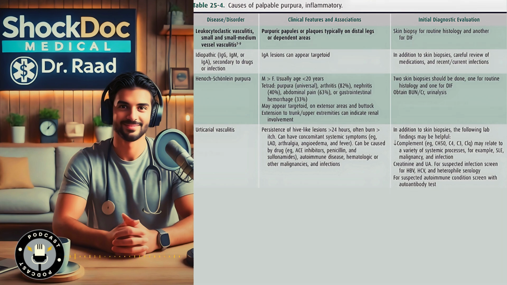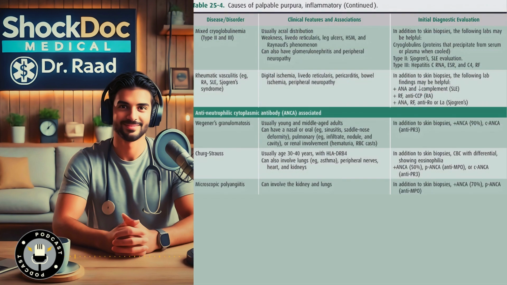Mixed cryoglobulinemia often presents with an acral distribution along with symptoms like weakness, livedo reticularis, leg ulcers, hepatosplenomegaly, and Raynaud's phenomenon. It can also be associated with glomerulonephritis and peripheral neuropathy. Testing for cryoglobulins is critical here, and further evaluation may include assessing for Sjogren's, SLE, or hepatitis C.